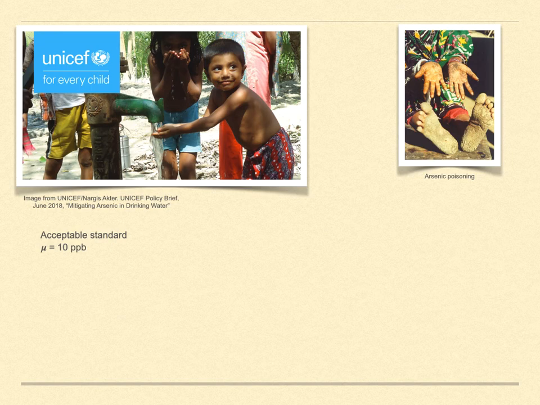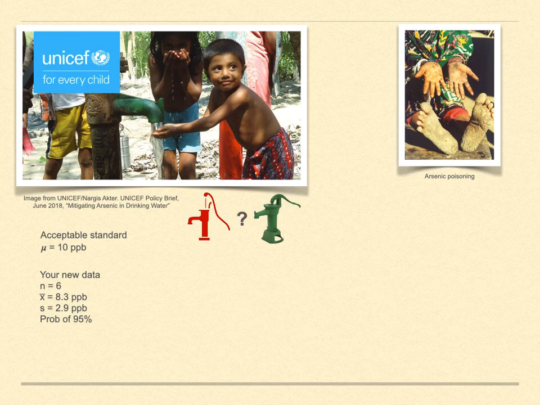Changes in rainfall patterns can lead to changes in groundwater flow patterns, so the wells need to be monitored over the years to ensure their safety. When you arrive at a well, you take 6 water samples throughout the day. Your tests gave an average of 8.3 plus or minus 2.9 ppb. If you are required to provide a 95% confidence conclusion, do you paint the well green or red?